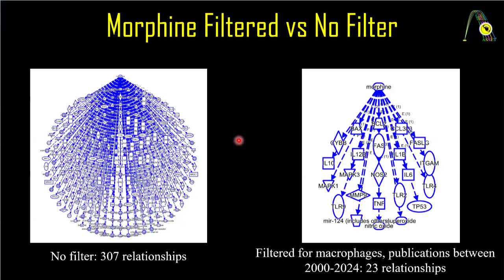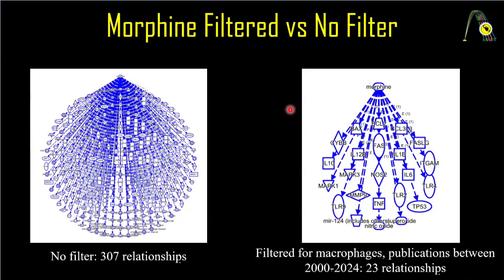Actually, before that, just an example of how filtering might look. So over here we have morphine. This is morphine prior to being filtered. We can see here there's a total of 307 relationships prior to filtering. Upon filtering for macrophages and publications between 2000 to 2024, we find that there's a total of 23 relationships. So again, it's narrowed down drastically from 307 to 23.